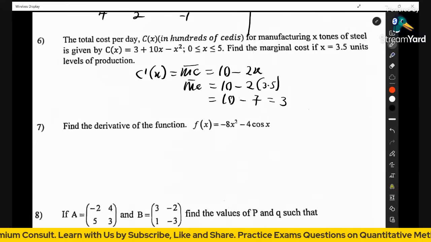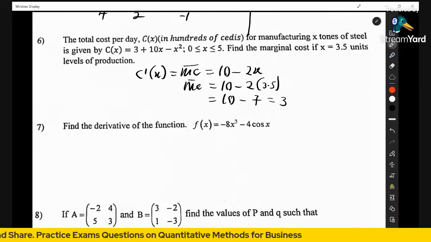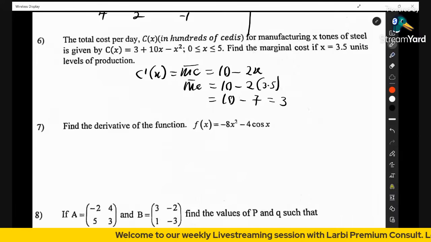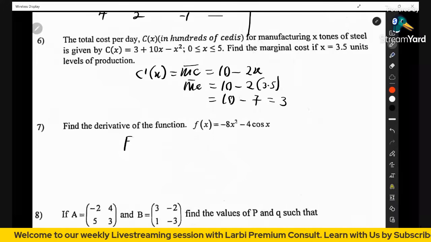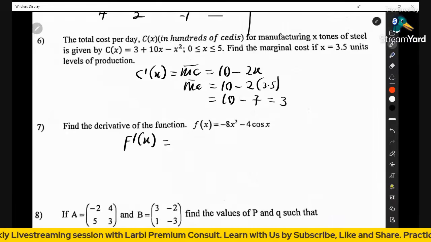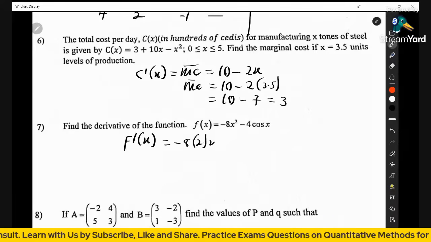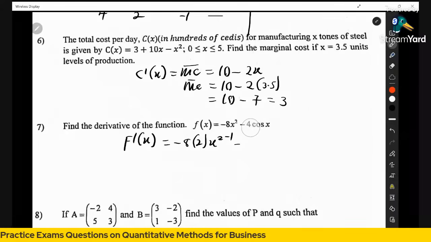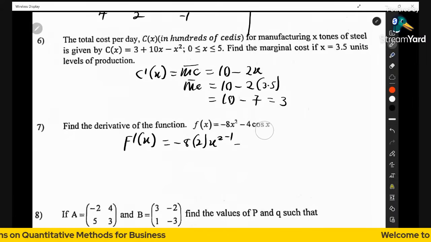Question number 7. Find the derivative of the function f of x equal to negative 8x squared minus 4 cos x. So how do you find that? So here we say that the first derivative, that is f prime of x, should be equal to, so differential of what? Negative 8x. So here it's going to result to what? 8 multiplying to x squared minus 1. All right. And here is a product of two functions. So we hold 4, we differentiate cos x. After that, we say plus, and we come and hold what? Cos x, we differentiate what? 4. So we have 4 here.